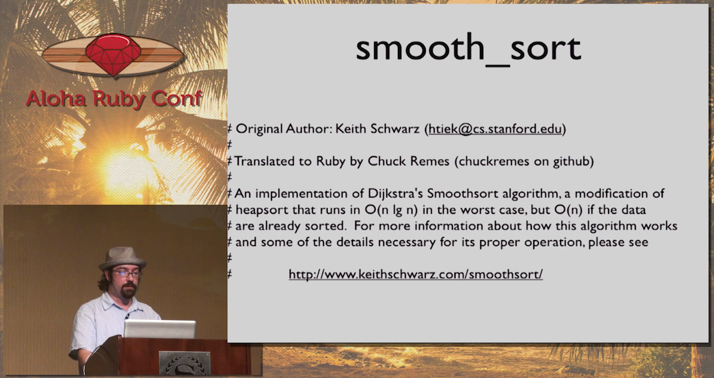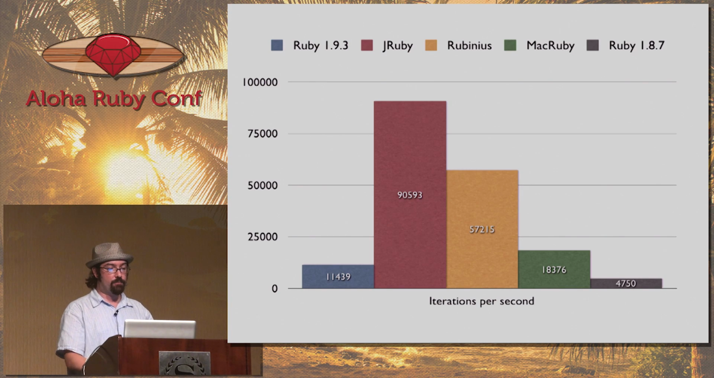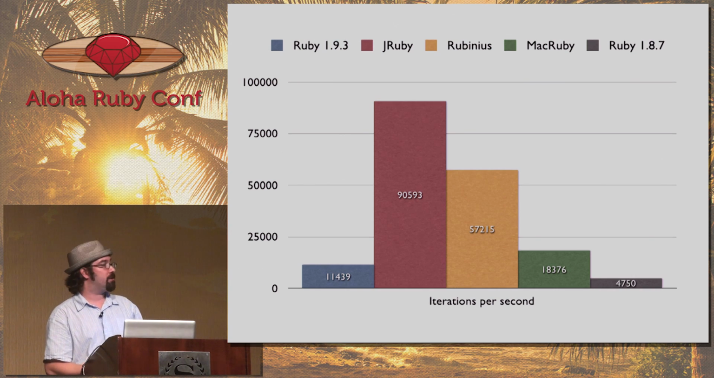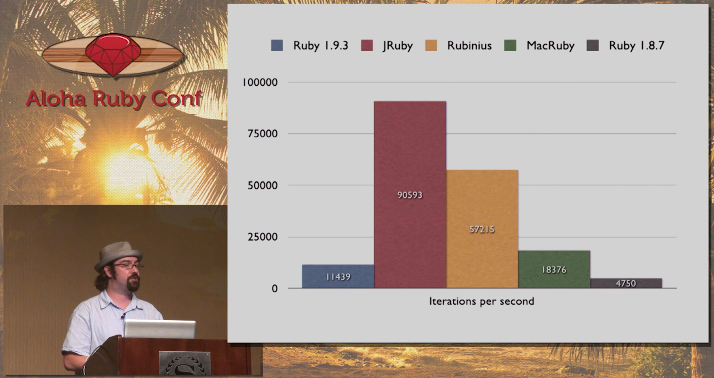Another more recent benchmark, Chuck Remes ported a C++ implementation of Dijkstra's smoothsort. You can go ahead and look at that if you want to get more details on it. And again, we're doing pretty well here. Ruby 1.9.3 is definitely better than Ruby 1.8, but we're pretty much blowing it away with Invoke Dynamic here. And even other VMs that do native code generation are still not quite caught up to what the JVM's JIT can do here. And this is, again, I could sit back and do nothing, and the JVM guys who are optimizing Invoke Dynamic would continue to make these graphs go up for JRuby.